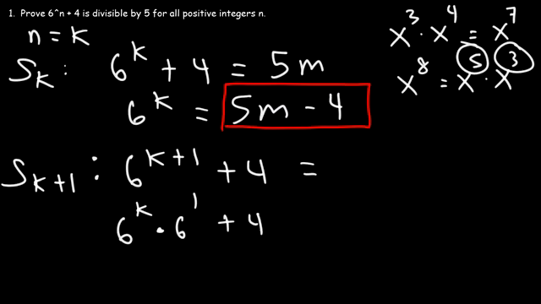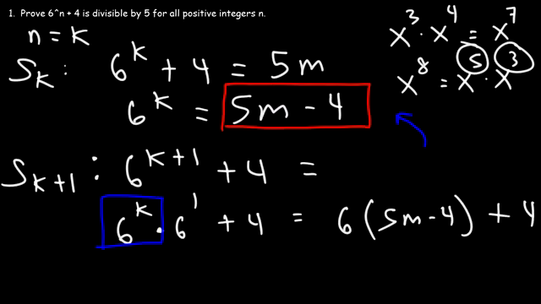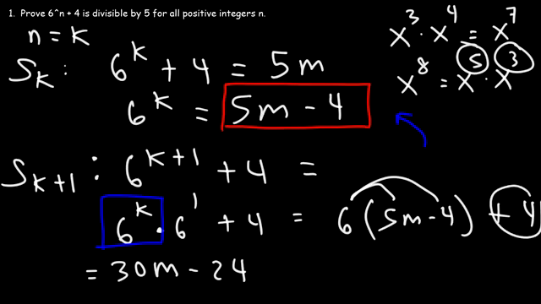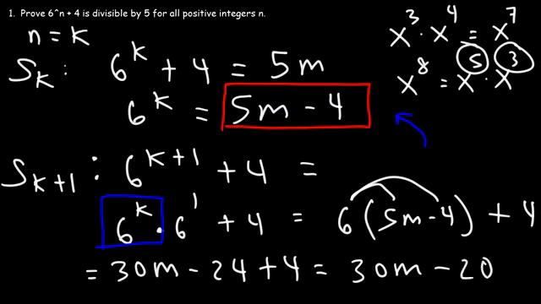Now in the next step, I'm going to replace 6 to the k with 5m minus 4. So I'm going to have 6 times 5m minus 4 plus 4. I just decided to put the 6 in the front. Now let's distribute the 6. So 6 times 5m is 30m. 6 times negative 4, that's negative 24. And then plus 4. So that's going to give us 30m, and then negative 24 plus 4 is just negative 20.